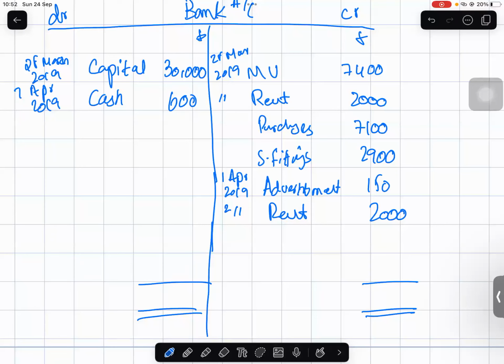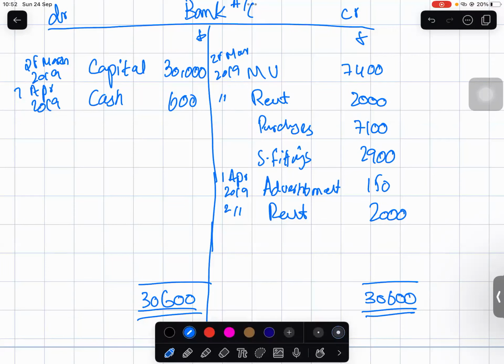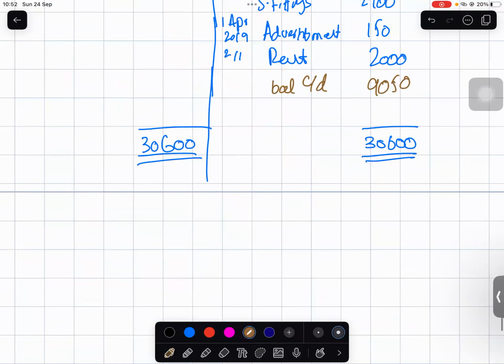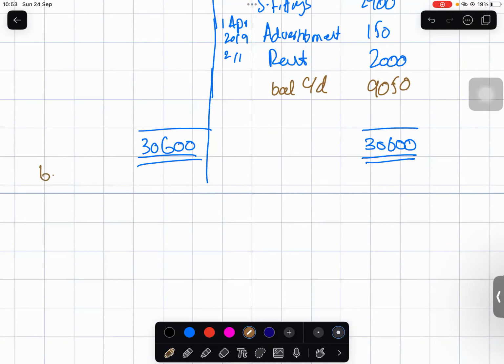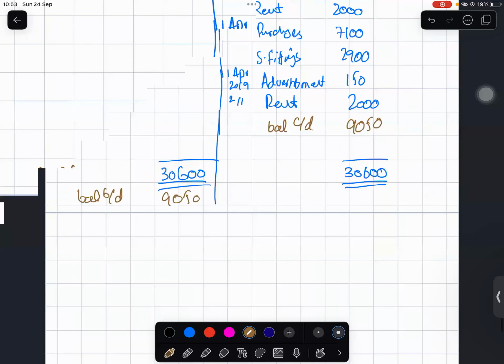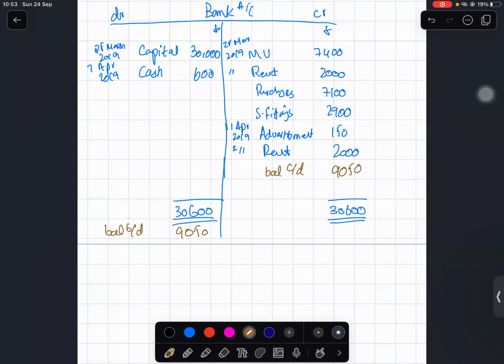So this would be, okay, this side is less, so this is 30,600. This is also 30,600. The balance is coming on this side, which is 9050. So this is balance carried down, and the balance brought down will be on this side of the account for 9050. So is the balancing clear as well, Emily? Any questions there? No, it's clear.